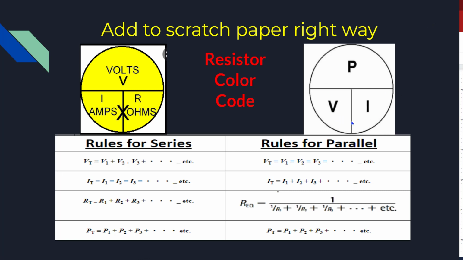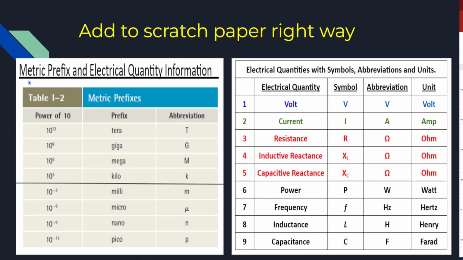I would write down my power formula. I would write down my resistor color code. I'd write down my rules for series and my rules for parallel. I'd write down my metric prefixes and electrical quantity information, so all of your kilo, mega, giga, tera, milli, micro, nano, pico, I would write that information down. I would write down my sheet here with my electrical quantities, the symbol, abbreviation, and the unit.